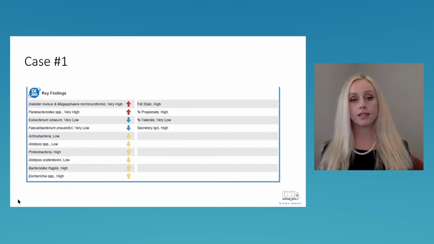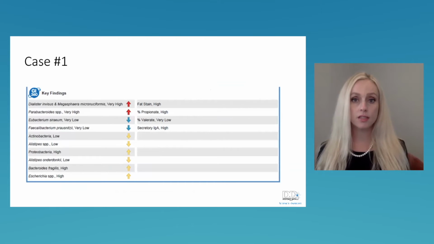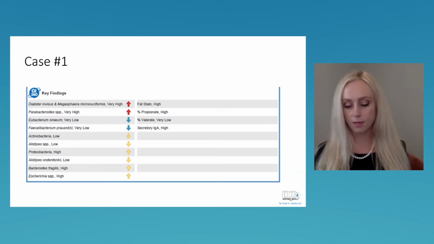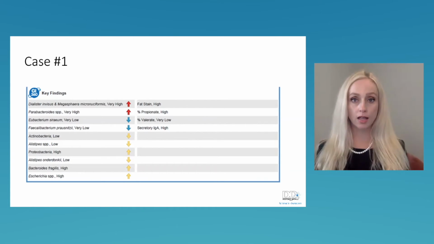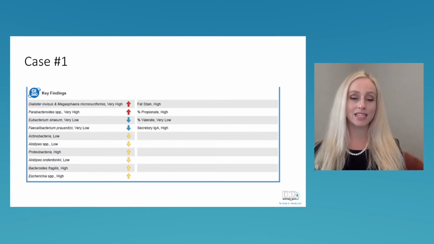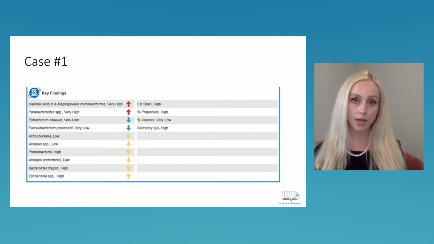Then with the key findings, we can really delve into the details of the microbiome with regards to specific species that are the constituents of the gastrointestinal microbiome. And then we can also look at other components of gut health overall, such as fat stain, short chain fatty acids, inflammatory markers, and immunology, and that will be in the second column here. So for the key findings, we have two columns. The first column is the bacteria that have significantly deviated from normobiosis to create that dysbiosis index score, and that's also represented in the web.